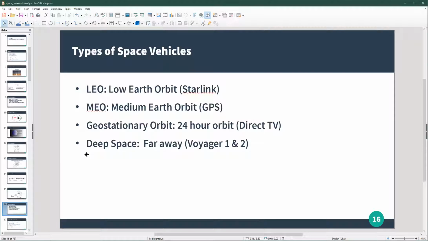Because if it had any incline in the orbit, it would sort of bob up and down in the sky, and we don't want that. So all of them are in this big circle, like a ring around the Earth. And of course, we have deep space. So those are things that are far away, like things at Mars, things at the moon. Those all go through deep space, and we'll talk about that later as well.